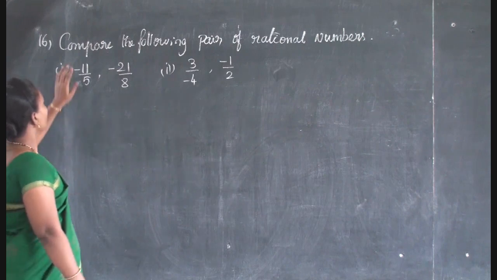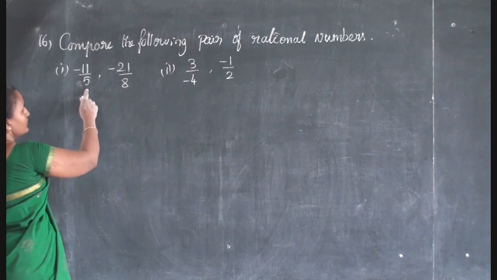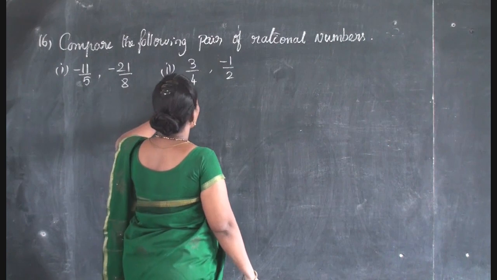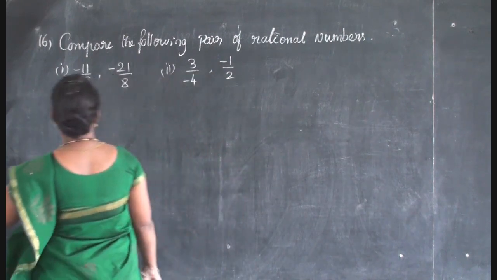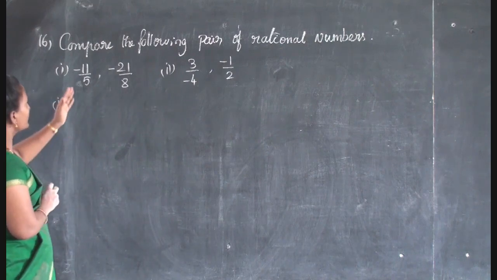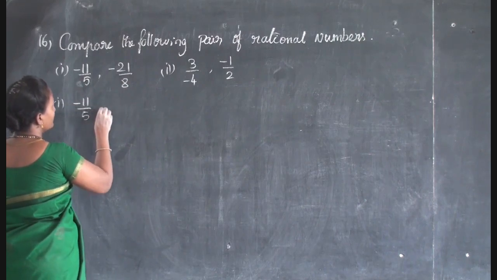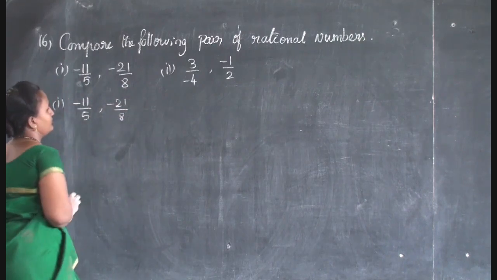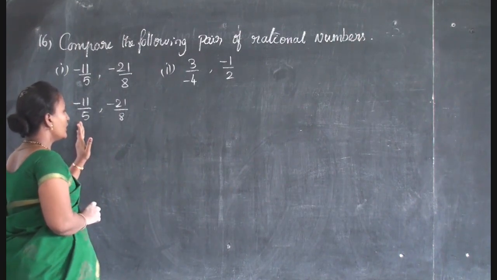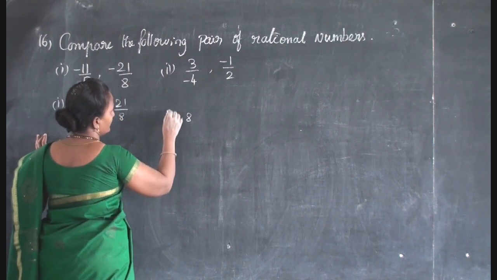Now the 16th sum. Compare the following pair of rational numbers. First one, minus 11 by 5 and minus 21 by 8. And then the next sum, 3 by minus 4, comma, minus 1 by 2. Compare means you have to tell which one is greater and which one is smaller. First, minus 11 by 5 and minus 21 by 8. In everything you have to equalize the denominator first. So 5, 8, take the LCM.